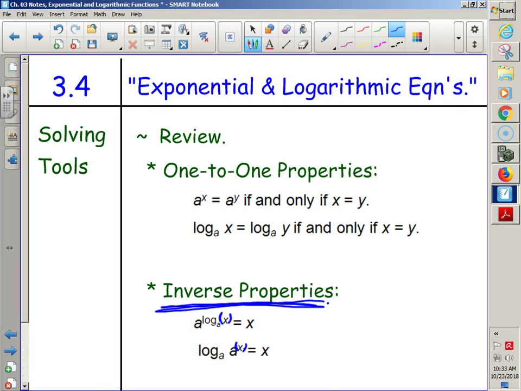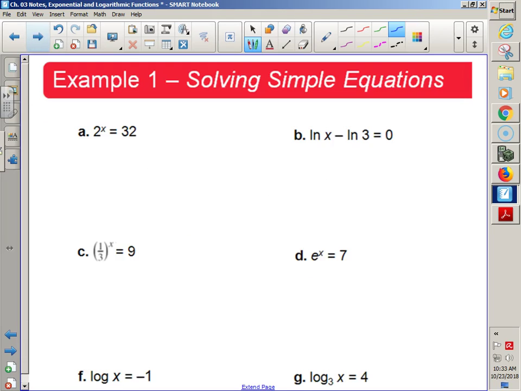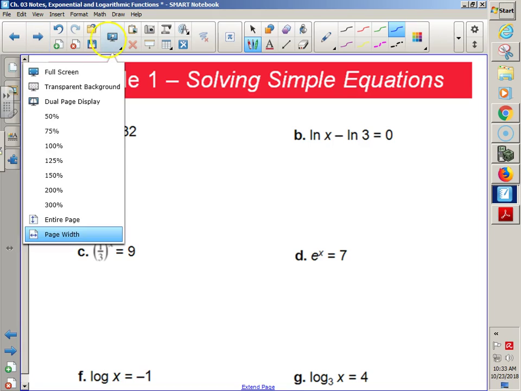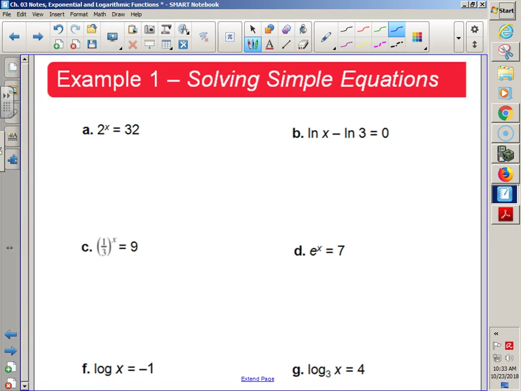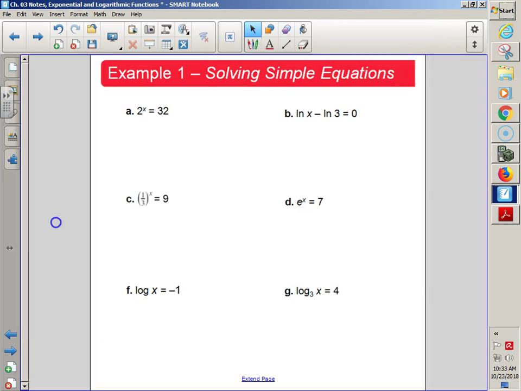At the very beginning of section 3.4, there are some problems. The very beginning starts off super easy, and you might be like, it's not super easy for me, but as far as where you're going, these are like the basics. I'm curious for you guys to tell me, what property do you think we should use here? Should we go taking log base 2 of both sides, or should we see if we can make the bases match? What do you think?